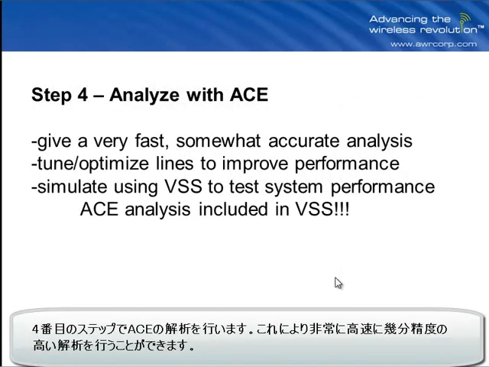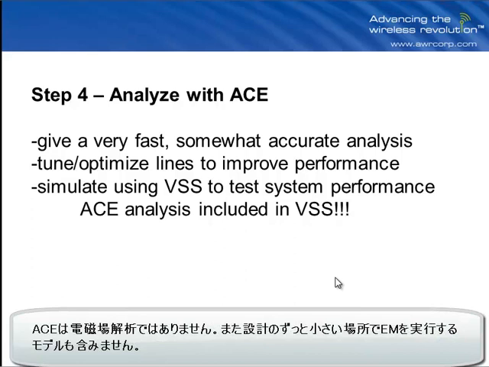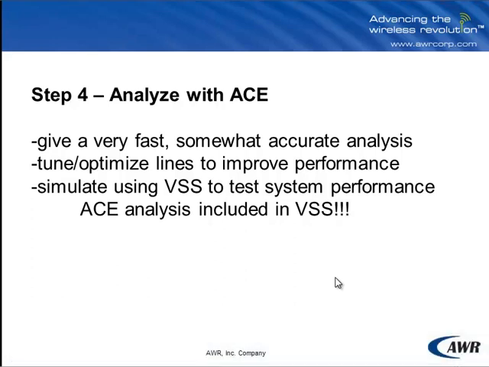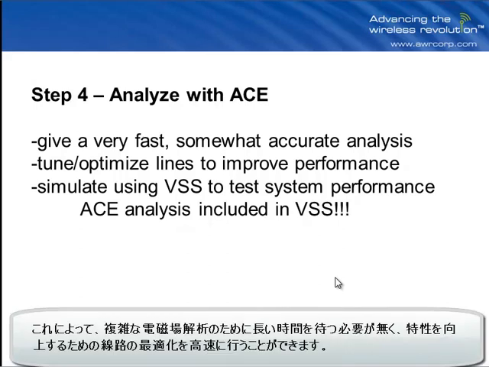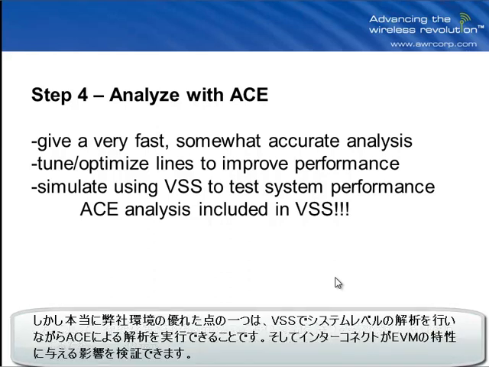And then in step 4, we'll actually do the ACE analysis. This gives us a very fast, somewhat accurate analysis. ACE is not an EM solver, but it does incorporate models which run EM on much smaller parts of the design, only where it's necessary. This allows us to very quickly tune and optimize the lines to improve performance because we don't have to wait a very long time for complex EM analysis to run. But one of the really great things about the AWR design environment is that we can do this ACE simulation while running a VSS system-level analysis to see the impact of the interconnects on EVM.